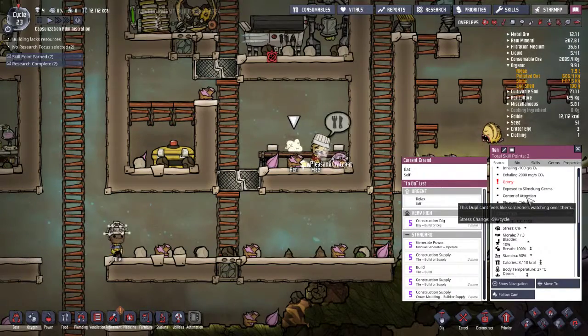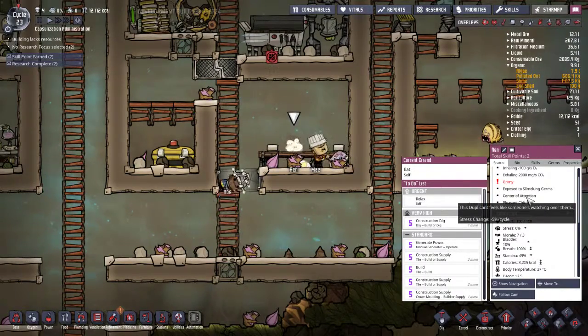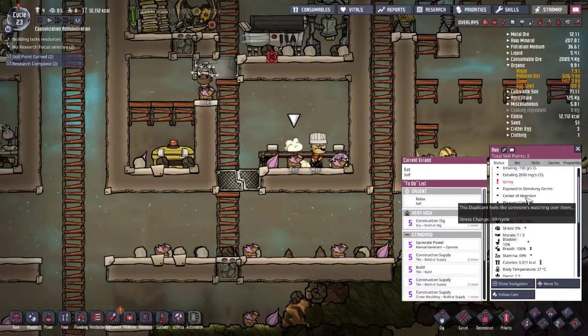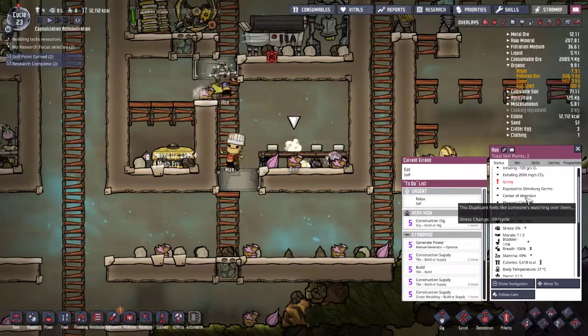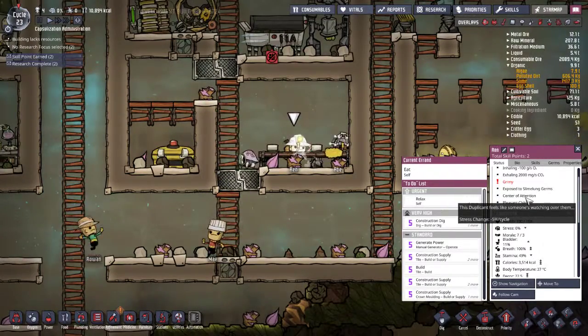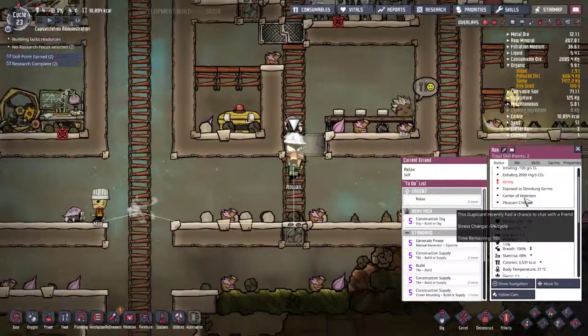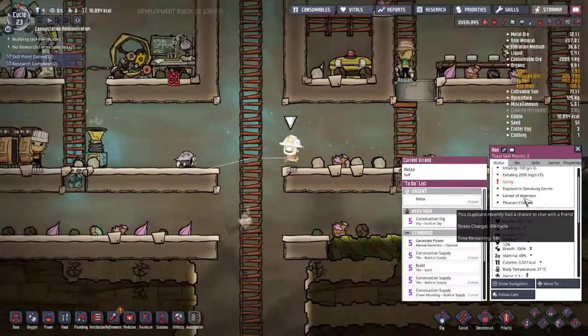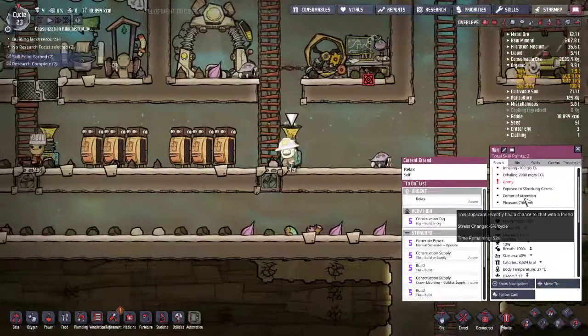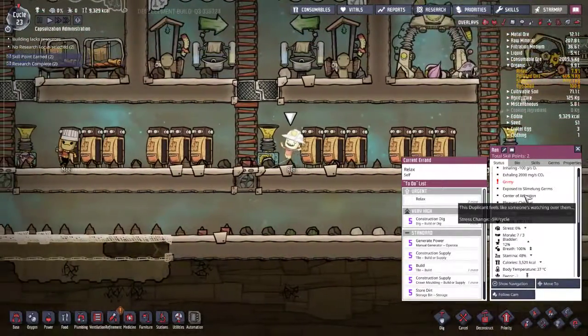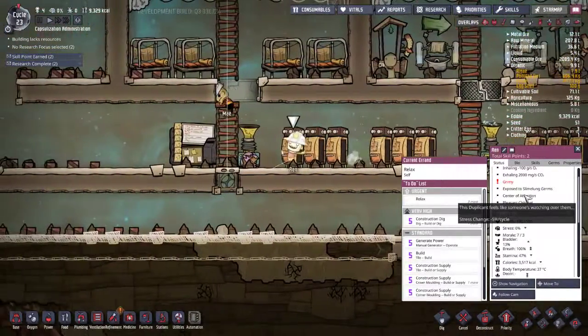Oh, there's a minus stress buff that a duplicant can get when you use the follow cam on them. Yup. Center of attention. This duplicant feels someone's watching over them.